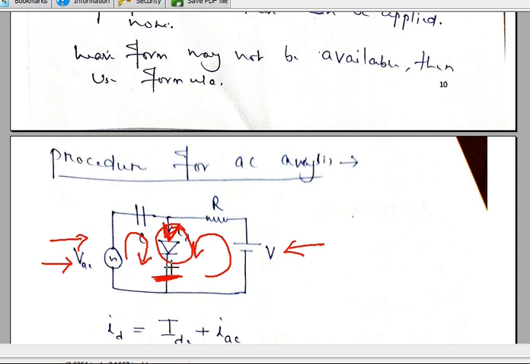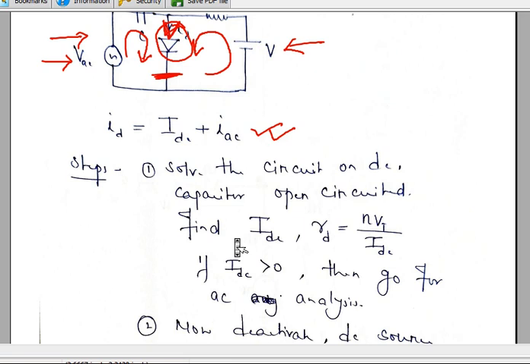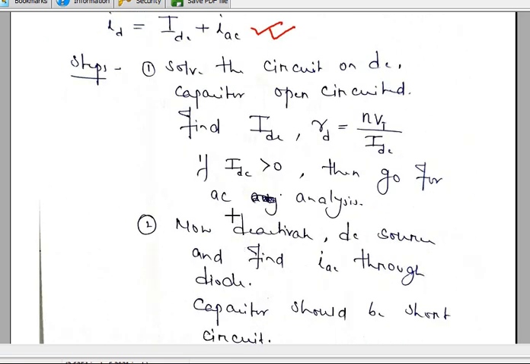So let's understand. Here the same thing is written. The total current is IDC plus IAC. Now let's move to the procedure: how to solve a diode circuit when both AC and DC voltage are applied.